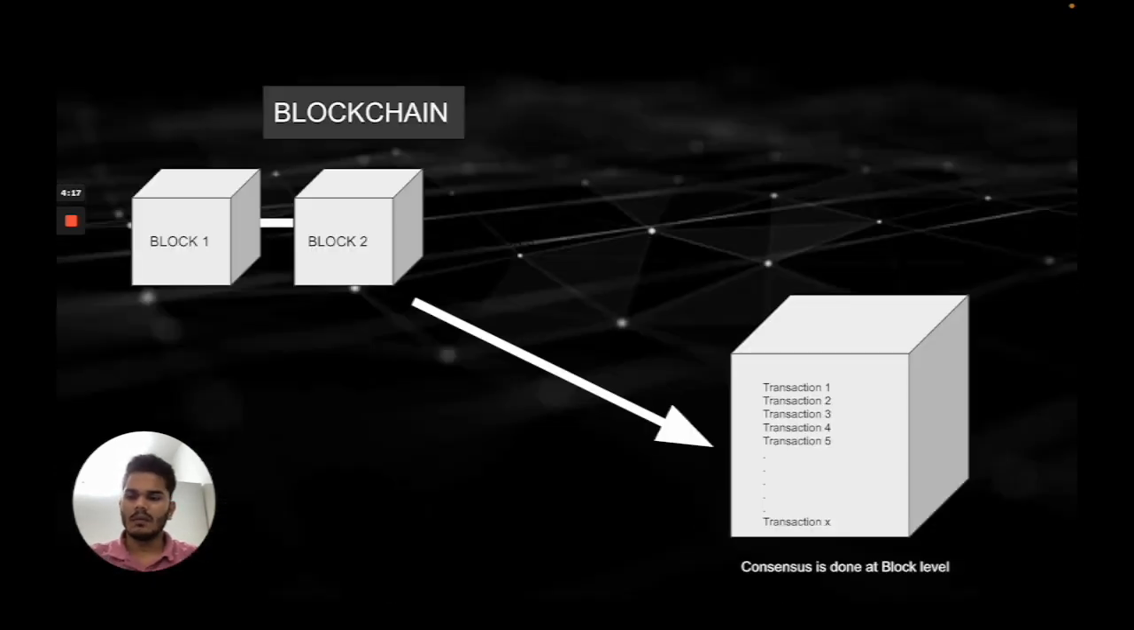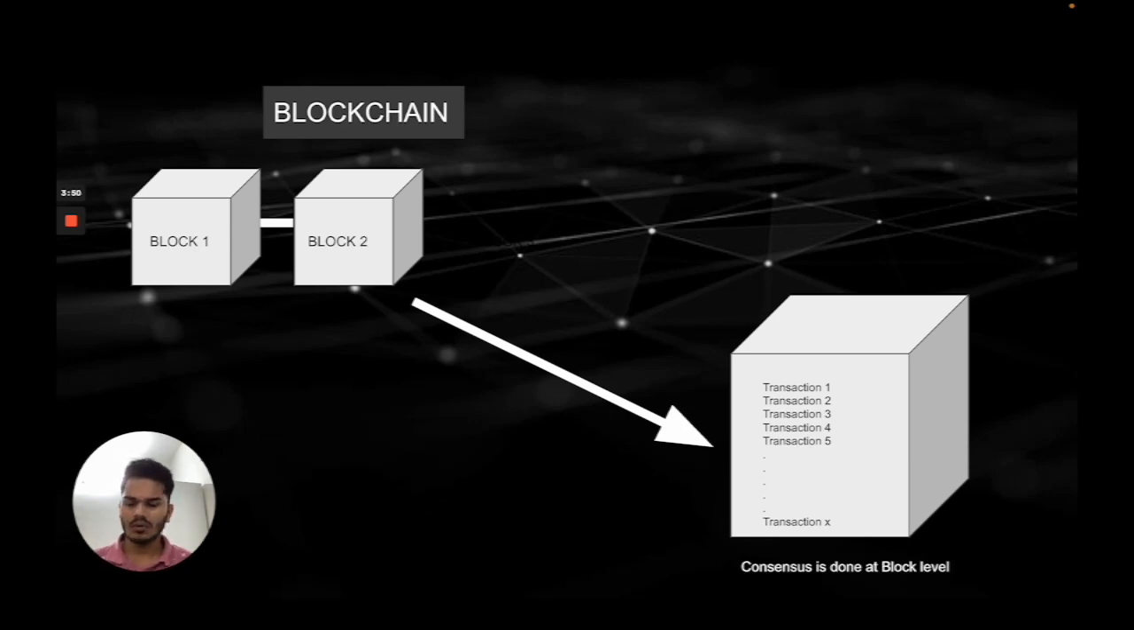First, block level consensus. In a blockchain there are blocks which are interconnected with each other, and that forms a blockchain. Each block consists of some data. In the case of the Bitcoin blockchain or the Ethereum blockchain, it consists of transactions.